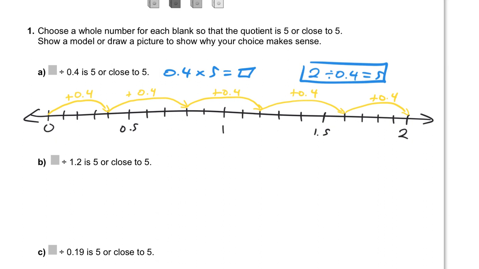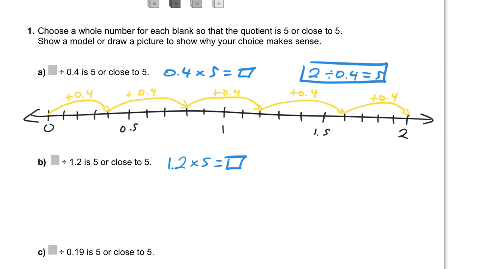Next it says something divided by 1.2 is 5 or close to 5. Again, we can rewrite this because I think more clearly in multiplication rather than division. I'm going to think to myself, 1.2 fits into this number 5 times, or 1.2 times 5 will get me some number that I don't know what it is yet. Can I use mental math to figure out what that is right now?